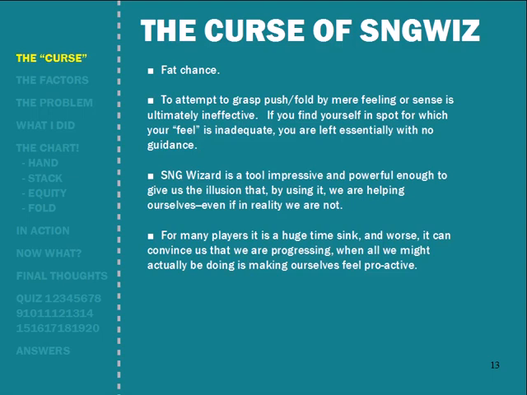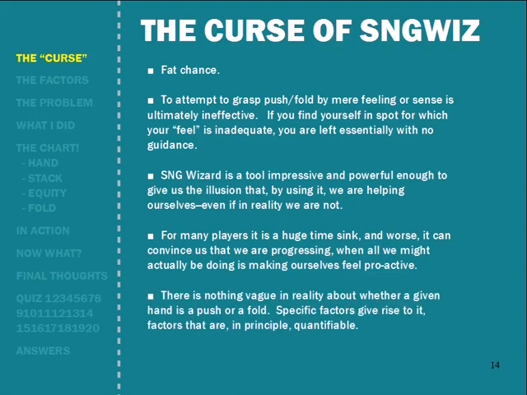So it makes players feel better to think that they're doing something for themselves, even if nothing in reality is actually being accomplished. Now, the reason that this vague kind of glazing over of the eyes and staring passively at situations over and over again, that flashcard way of learning, doesn't work, that vague grasp, is because there's nothing vague in reality about whether or not a given hand is a push or a fold, right? There are specific factors that give rise to the answer, right?